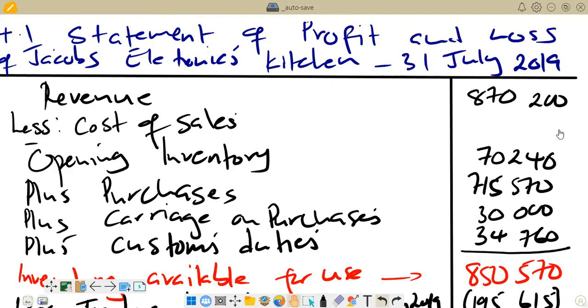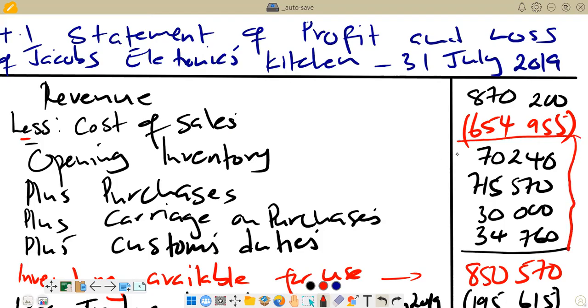Then our answer is 654,955. And remember, we are saying less here, cost of sales. So whenever we say less, we are subtracting. We show that by putting brackets. And then we also close here to show that whatever is in the box is calculating the figure for cost of sales.